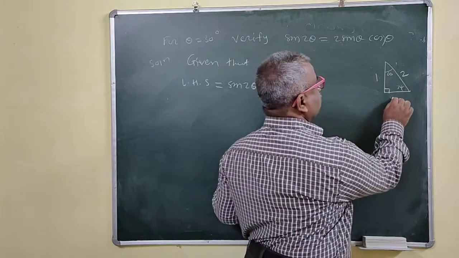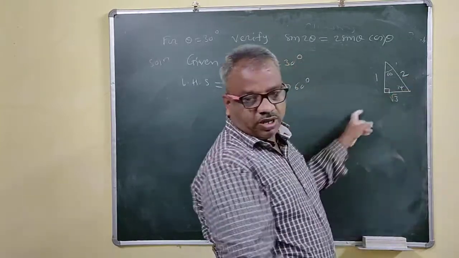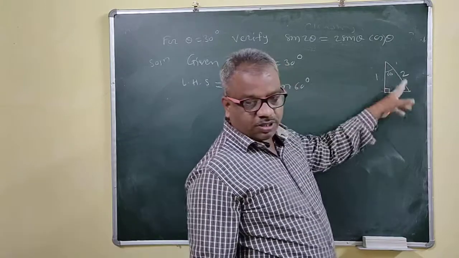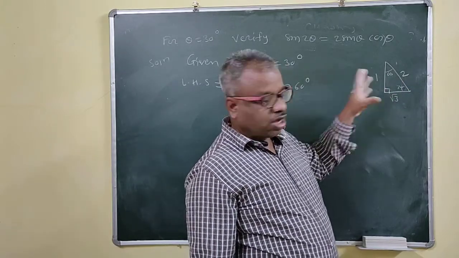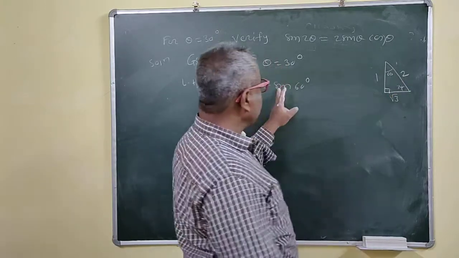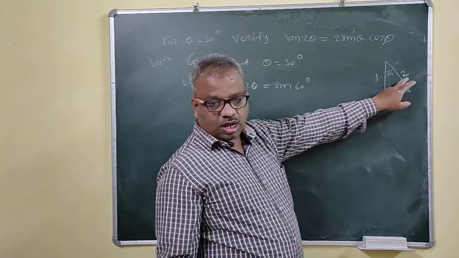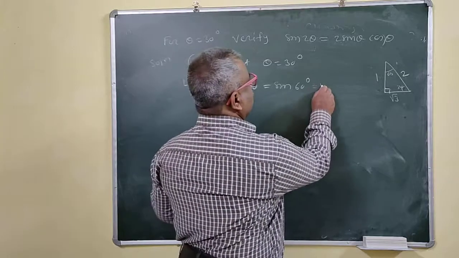And by Pythagoras theorem, this is 4 minus 1, which is 3. You have to take the root of this one. Remember this triangle along with the length of the sides. Or you can prepare this one. Now what is sine 60 degrees? This is your 60 degrees. Opposite side is root 3 upon 2. Just write this one, root 3 by 2.